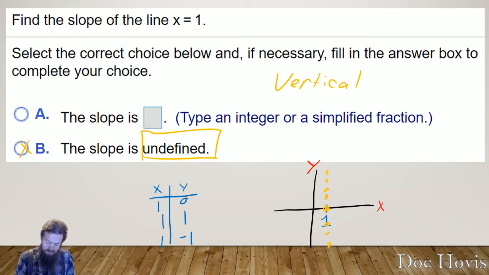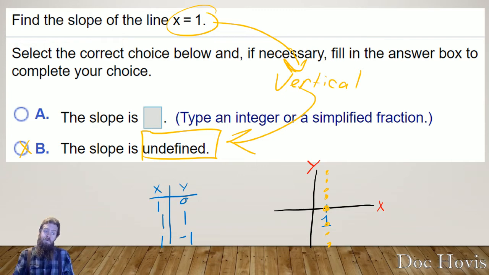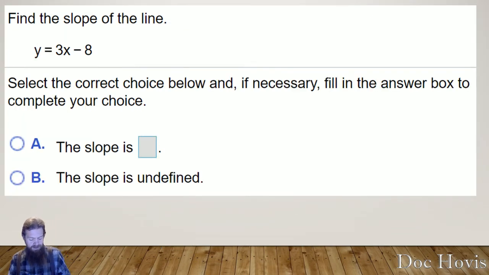Undefined slope. Vertical means undefined. Cool. X equals means vertical, which means undefined. That would be a great note to have right next to you while you're taking the test. Awesome note. So if we know x equals is vertical, what do you think y equals? I bet we're going to come to that. I bet we will.